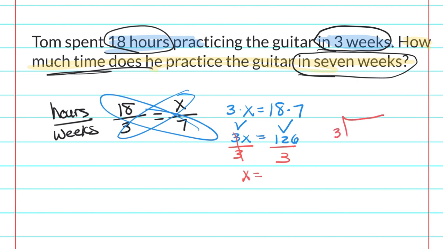And 3 goes into 126 how many times? 3 can't go into 1, but 3 goes into 12. How many times? It goes in 4 times. 4 times 3 is 12. That will cancel the 12. Bring the last number down, 6. 3 goes into 6 how many times? 2. 2 times 3 gives me 6. They're done. So it goes in exactly 42. So x equals 42. So in 7 weeks, Tom will practice 42 hours.